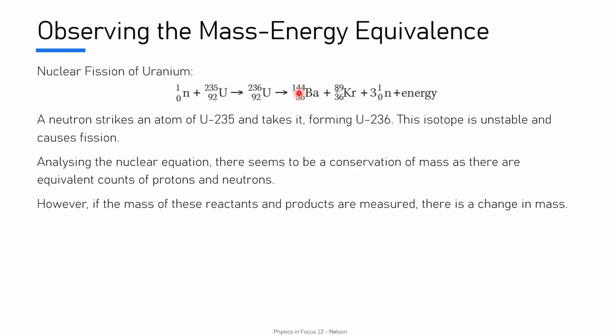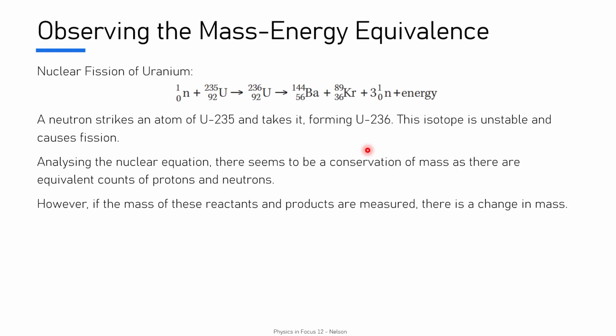We form a barium atom, a krypton atom, and 3 neutrons. What you'll notice is that the total number of protons and neutrons is the same every time. 1 plus 235 makes 236, and so does 144 plus 89 plus 3 individual neutrons. Every time we get 236, which means that there is a conservation of mass. Additionally, there is a conservation of the protons as well. In each step of this fission process, there are 92 protons present.